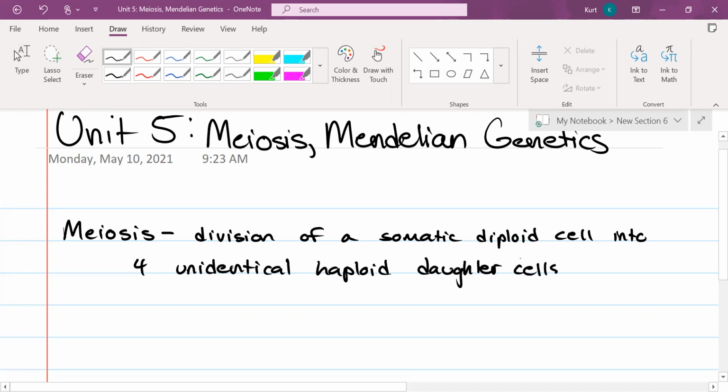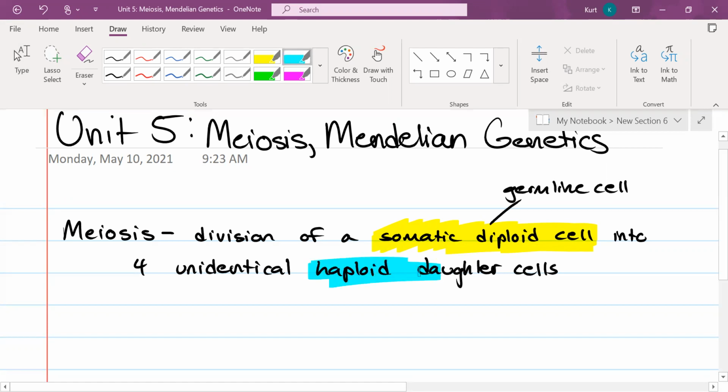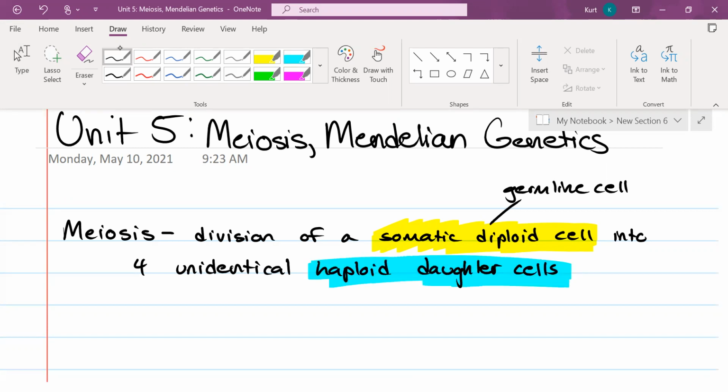Now, do any of you recall what type of cell this somatic diploid cell is that goes through meiosis? Sebastian? This is a germline cell. And what are the gametes called? These unidentical haploid daughter cells. What are the two types of gametes? Sperm and egg.